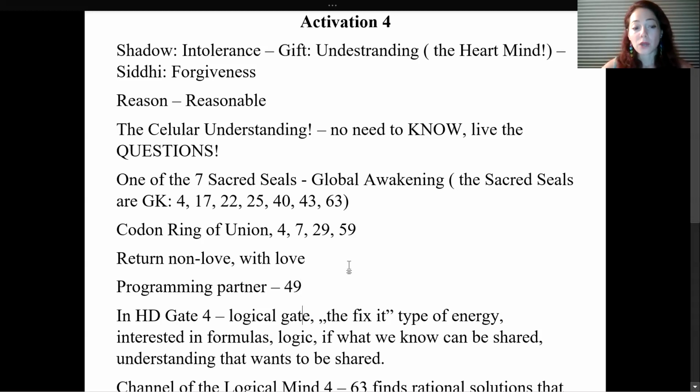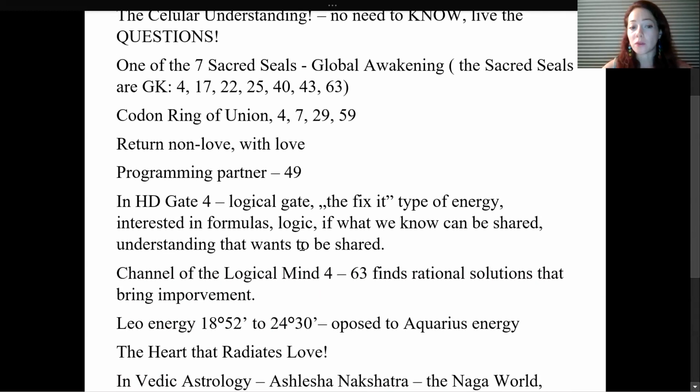If we are talking about human design, gate 4 is a logical gate. It has that kind of fix-it type of energy. It's interested in formulas, in logic. If what we know can be shared, understanding what is that can be shared. Many times people having 4, that intolerance can play in not being tolerant with what they don't know, trying to investigate something or understand something till they find the patterns, and they're like, oh, that happened to me too, now I can relate. So it's a lot of interesting mental energy here.